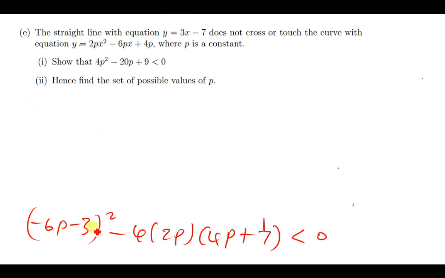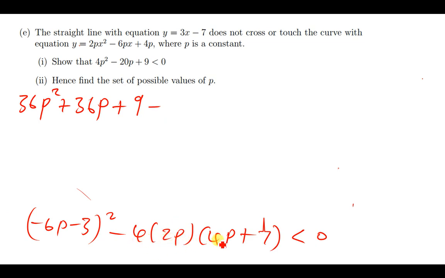So when you simplify this equation, we're going to have 36p squared, then positive, this will be 18, that will be again positive 36p, and then we have positive 9. Then we have minus, when you just simplify this part, 4 times 2p, we're going to get 8p.